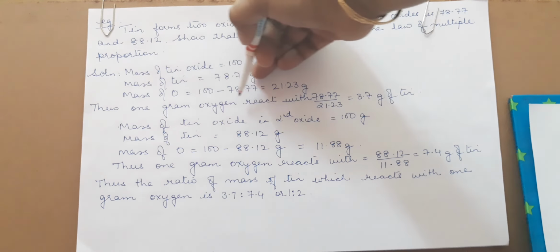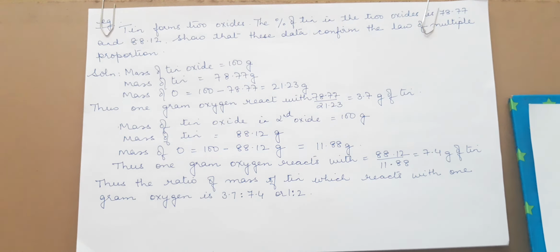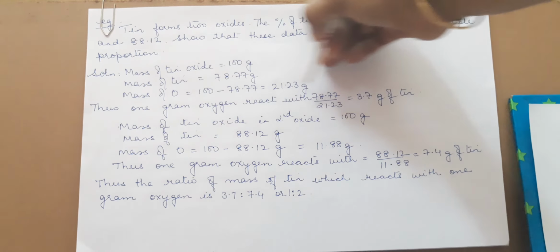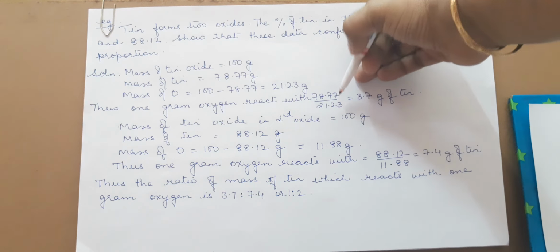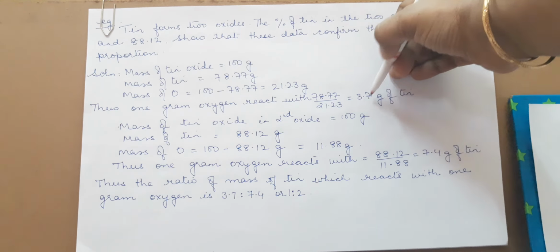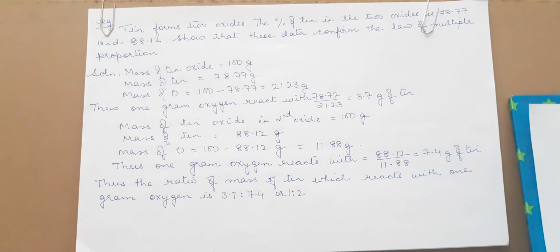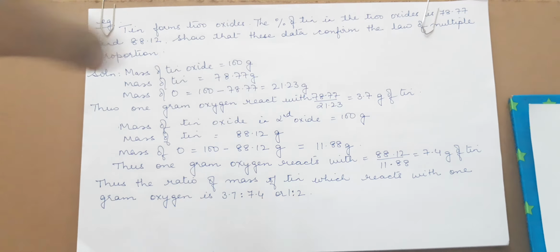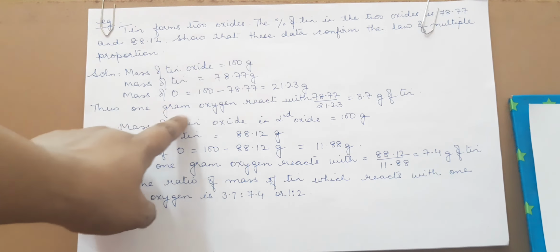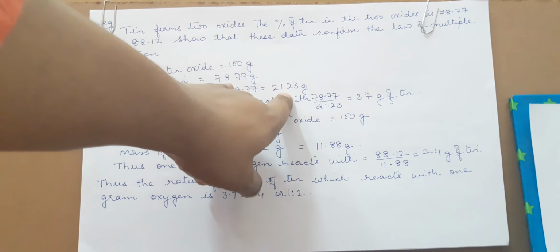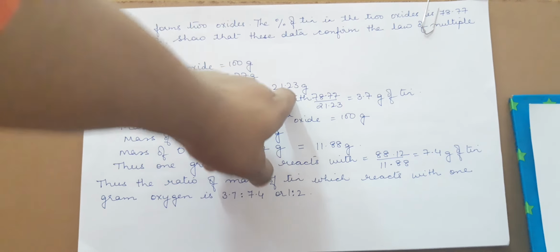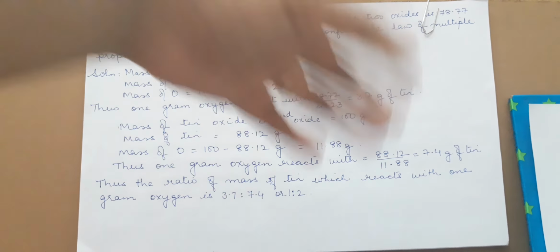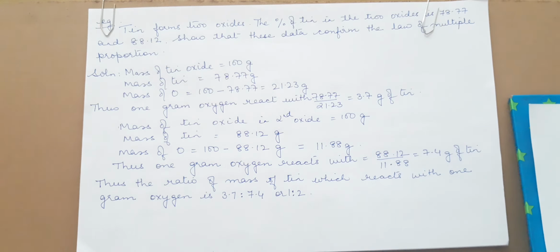So 1 gram of oxygen will react with how much tin? It will react with 78.77 divided by 21.23, using the unitary method. That will give you 3.7 grams of tin. So in the first case, I take a fixed mass of oxygen, 1 gram. 21.23 combines with 78.77 tin, so 1 gram oxygen is going to combine with 3.7 gram of tin.